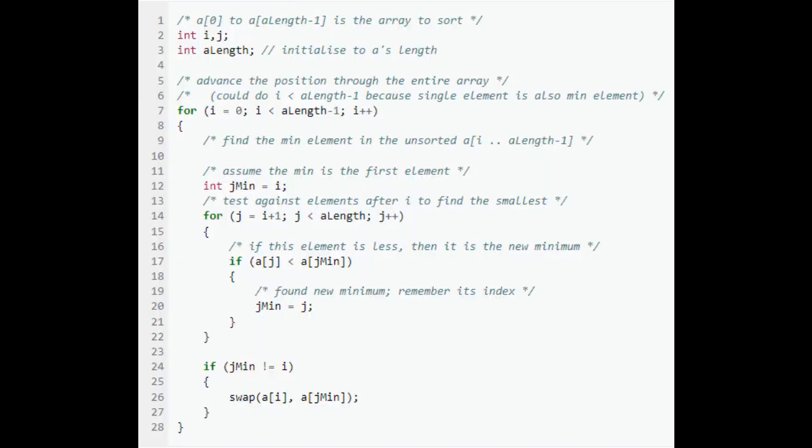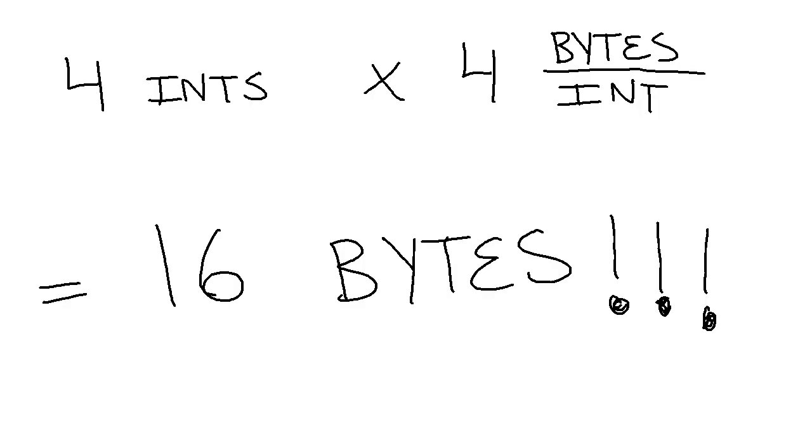And take a look at this implementation of selection sort in C. 1, 2, 3, 4 ints. That's only 16 bytes of auxiliary storage. But it's slow, which leads us right into our next one.